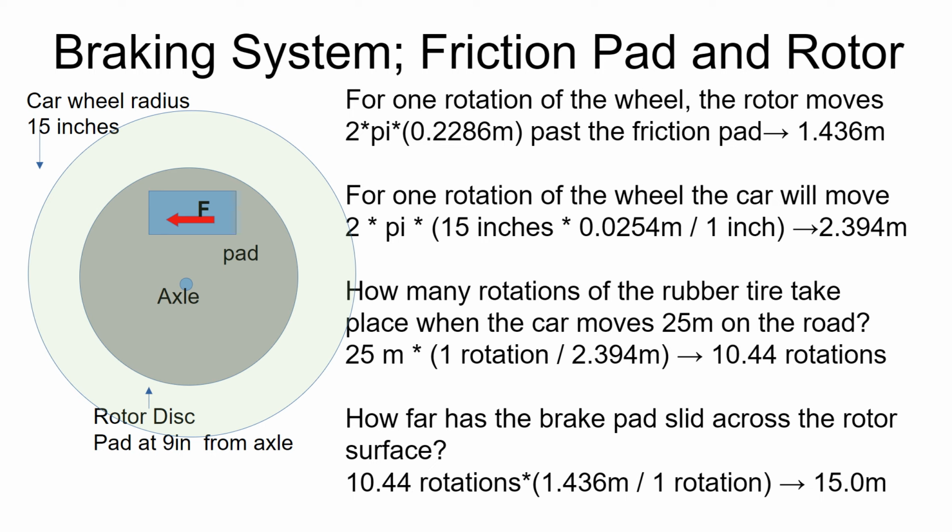Why we're doing this is because work is force times displacement. We want to know the displacement, the distance that the rotor has moved past the brake pad. So 10.44 rotations, and we get 1.436 meters for one rotation. We get 15 meters of motion of the rotor past the brake pad.